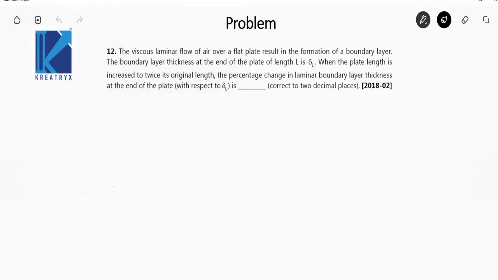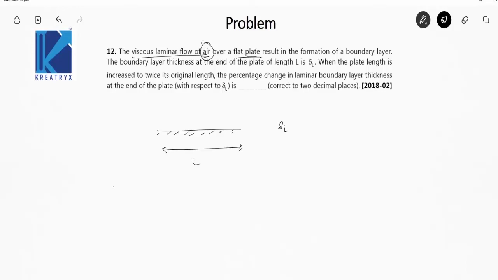The viscous laminar flow of air over a flat plate results in the formation of a boundary layer. The boundary layer thickness at the end of the plate of length L is delta L. When the plate length is increased to twice its original length, the percentage change in laminar boundary layer thickness at the end of the plate with respect to delta L is.